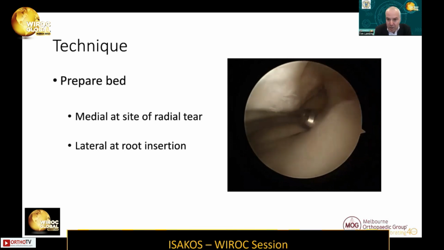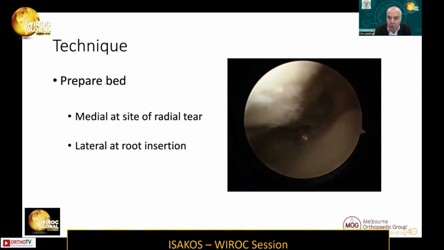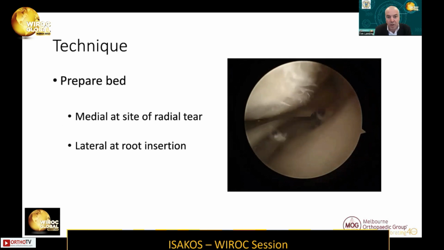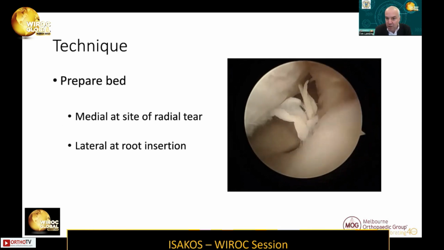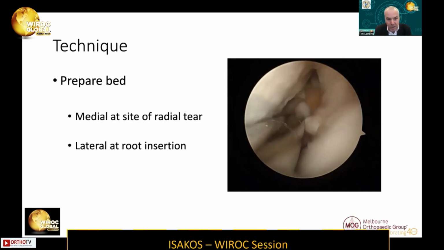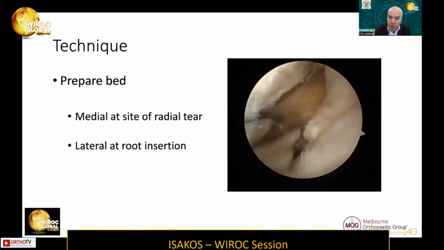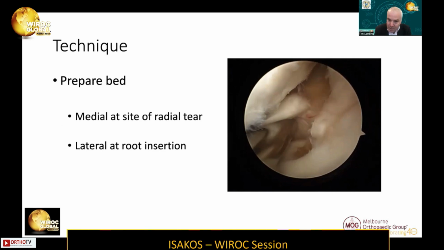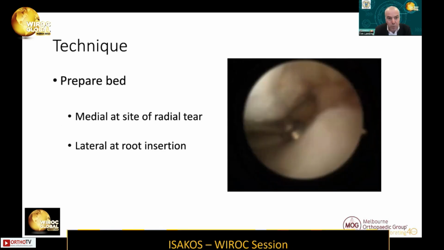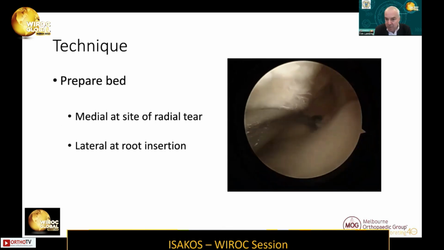The next step is to prepare a bed for the repair. On the medial side, this is done at the site of the radial tear. On the lateral side, generally, where it's more likely to be an avulsion of the root, this would be done at the root insertion. I use a ring curette to remove some of the cartilage in the area where the repair is going to be performed, and then a mechanical shaver to remove the debris.